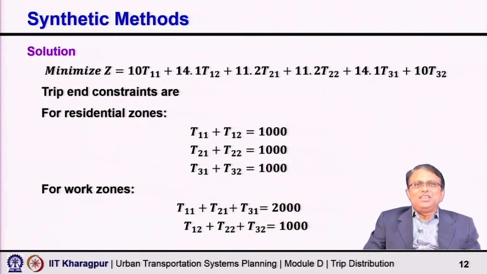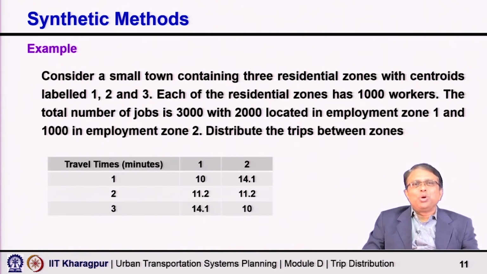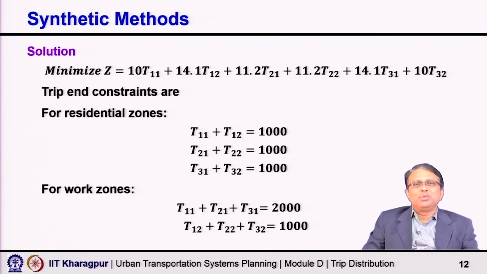How? 10 into T11, 14.1 into T12, where these 10, 14.1 are coming from the travel times: 1 to 1, 10, 1 to 2, 14.1. So, 10 into T11, the number of trips that will happen from 1 to 1, 14.1 into T12, the number of trips which will happen from 1 to 2, plus like that 11.2 T21, 11.2 T32 and T22 and like this. So, we define the objective function, and then we define the constraints.